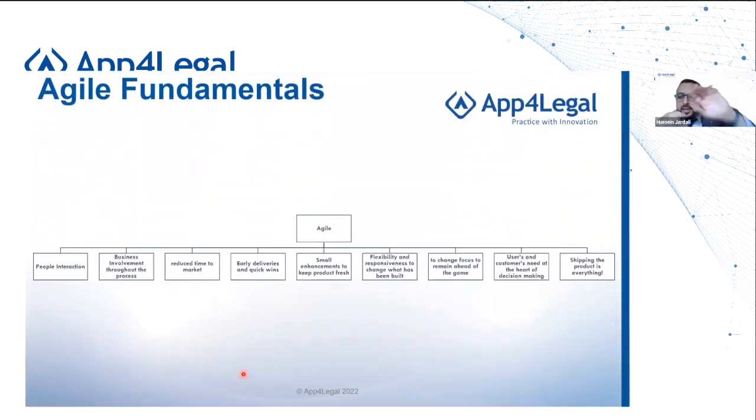So basically, let's discuss some fundamentals that you need. You can check them, by the way. I'm going to read them, explain them, and you can check them. Do you have good people interaction? If yes, do you have business involvement throughout the process? Agile also means reduced time to market. What do you mean by reduced time to market?